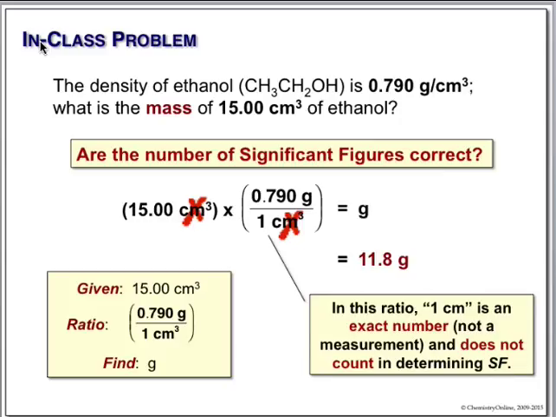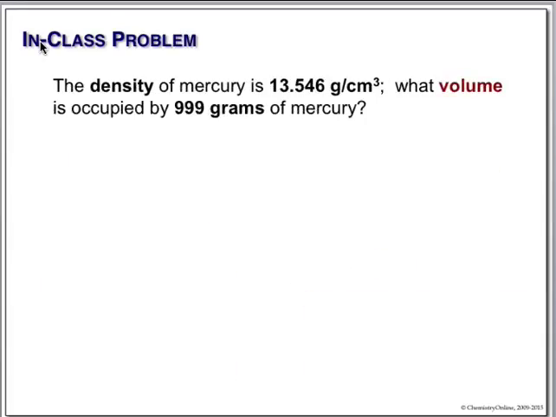Any questions? All right, let's go back to our friend Mercury. Its density is 13.5 grams per cubic centimeter. What volume is occupied by 999 grams of mercury?